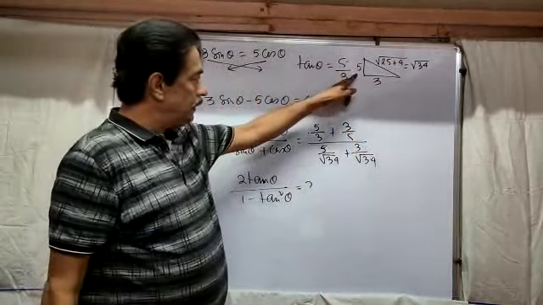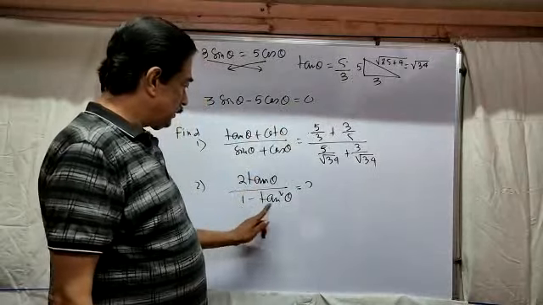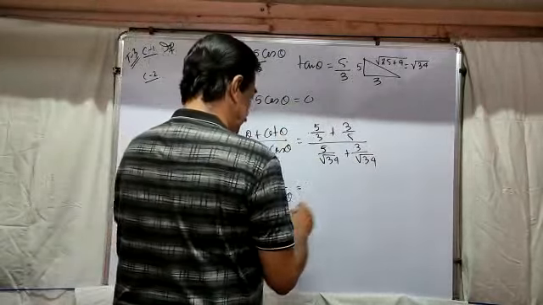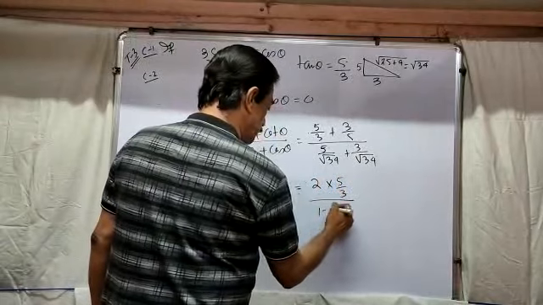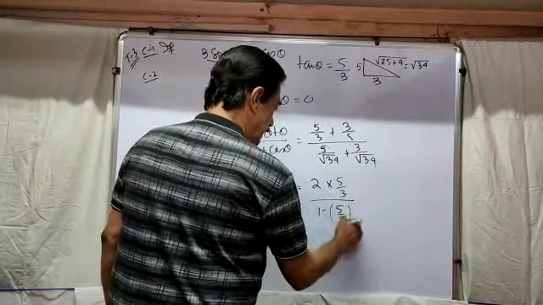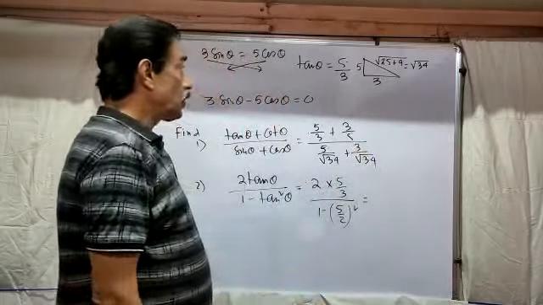Similarly, 2 tan theta by 1 minus tan square theta, with tan theta equal to 5 by 3. So 2 into 5 by 3, divided by 1 minus 5 by 3 whole square. You can simplify and give the answer.